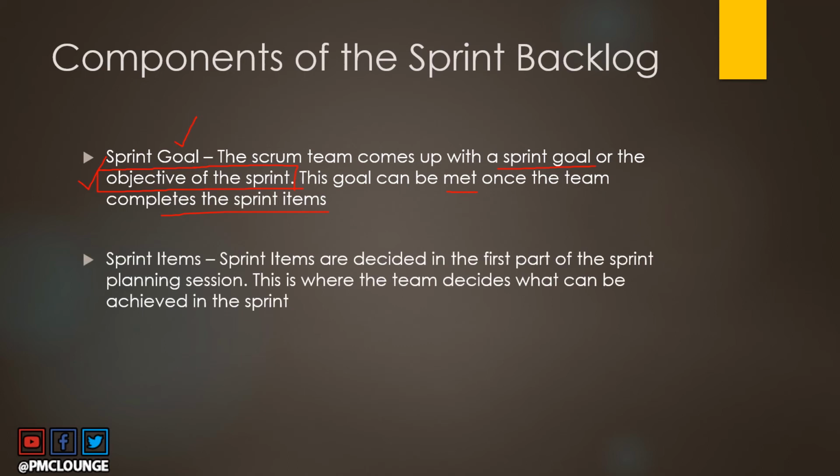Next is sprint items. Sprint items are decided in the first part of the sprint planning session. So when you're doing the sprint planning session, the first part of that session is dedicated to deciding the sprint items. This is where the team decides what can be achieved in the sprint. So what items from the product backlog can be moved to the sprint backlog, they will be known as sprint items. And whatever the team feels can be achieved as part of one sprint basically moves from product backlog to sprint backlog, and they are then known as sprint items.